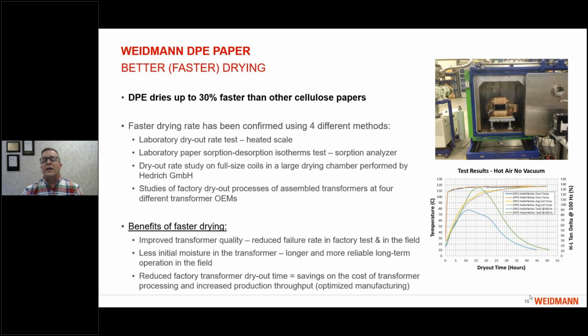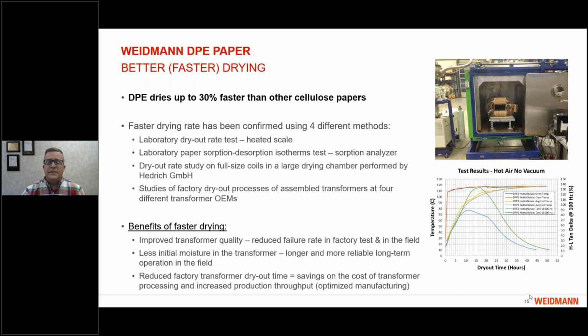So faster drying leads to potential quality improvements and lower failure rates in the factory. There's less initial moisture to start with, because the fibers that we use are generally drier to begin with than kraft, so there's less moisture to remove. Overall this could lead to potential productivity improvements, which as we know, capacity for making these types of transformers is important, and anything that can be done to make more of them is definitely a good thing right now with all the growth we're seeing in renewable energy transformers.